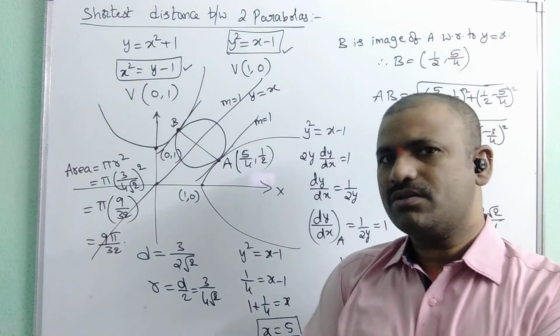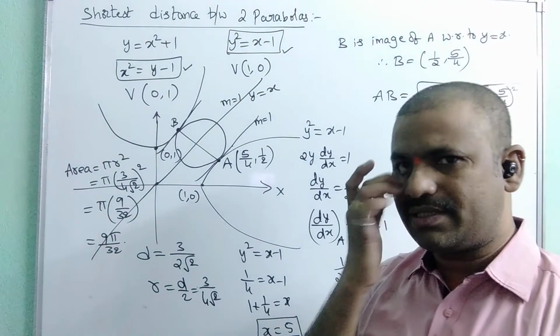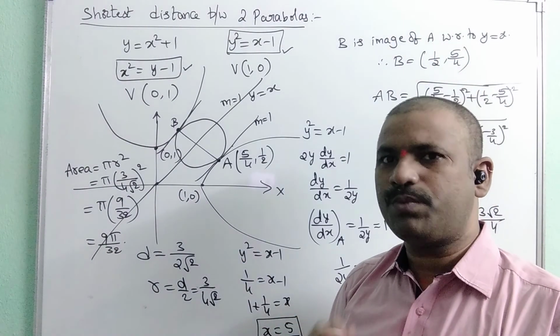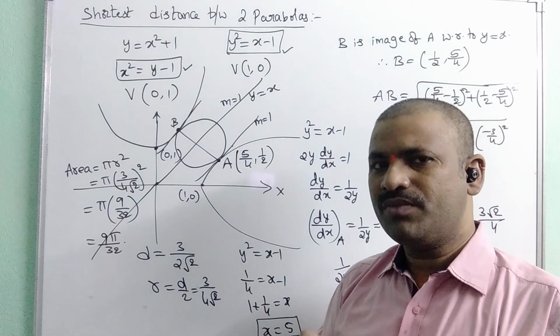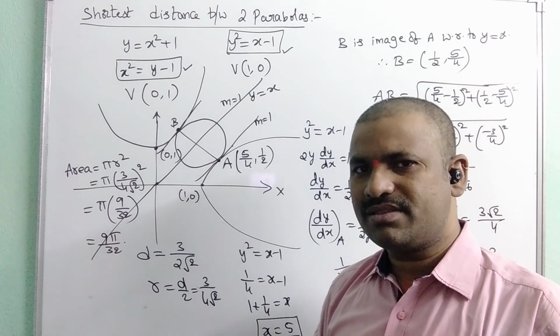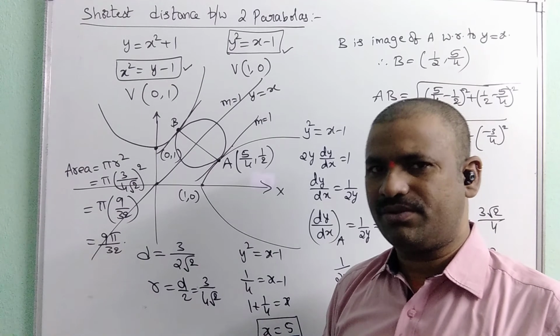Right, students? So this is the way they ask the problem. This is a very important problem for Mains and Advanced. They ask for the shortest distance between two parabolas. Suppose the two parabolas are not symmetric with respect to y equal to x, how do we proceed? Let us see that type of problem in the next video.